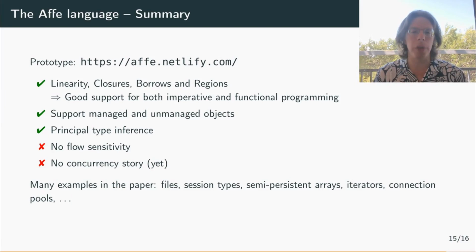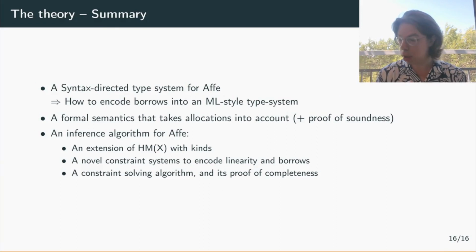In the paper, you can find many, many examples to show that we can indeed support many types of programming, both functional and imperative. On the theory side, we provide a syntax-directed type system for the language, to encode into an ML-style type system. We provide a formal account of the semantics and its proof of soundness, and an inference algorithm, which provides various novel contributions, in particular an extension to HMX, a novel constraint system, and its constraint algorithm and proof of completeness. That's all I have. Thank you very much.